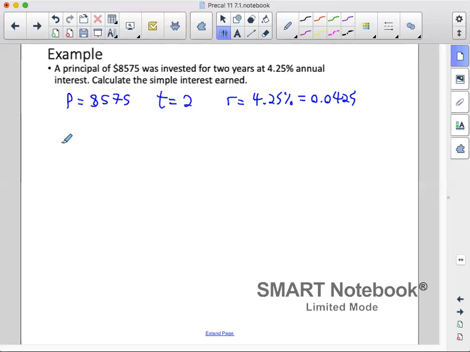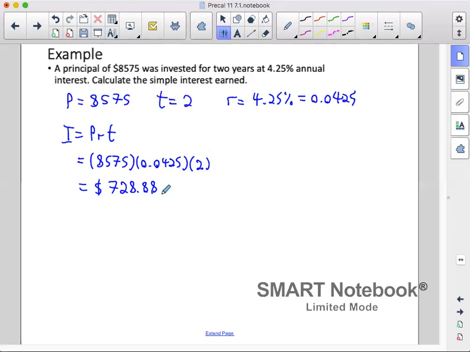Now we'll use our formula. I is equal to PRT. So we have our principal of 8,575 times our interest rate of 0.0425 times our time of 2 years. And that will leave us with an interest earned of 728.88. So this is just how much interest is earned, not how much the amount is in total.